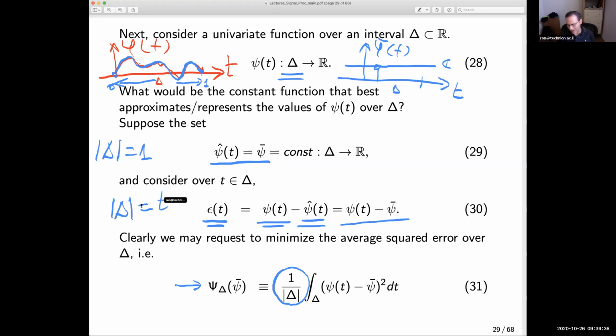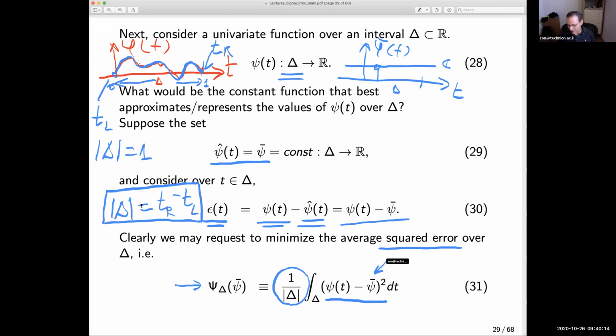Basically, the definition of my interval would be nothing but t at the right, let's call it t_r, minus t left. So this point would be t right or t high, and this would be t on the left. This is the definition of the size of the interval I'm working with. I have to normalize by the interval just to define it as some sort of a metric. And here I define it in an L2 sense, a mean squared error, the average squared error over the interval. So I'm searching for the value phi bar such that the square of the difference between phi of t and phi bar is as small as possible.